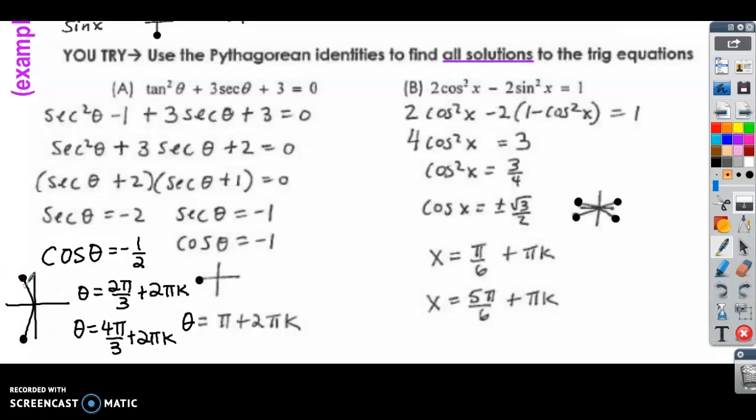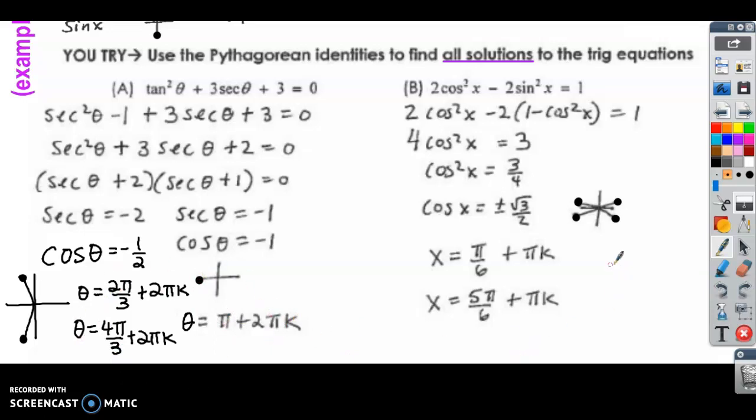We're going to have to write this as a bunch of solutions plus 2 pi k, and then we're going to have to write this as solutions plus 2 pi k, plus 2 pi k, plus 2 pi k. Okay, and then of course we'll write this one separately, plus 2 pi k. So those are all the solutions.